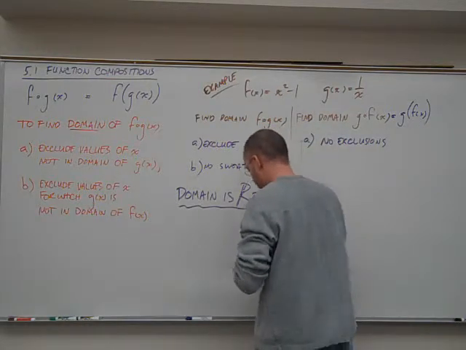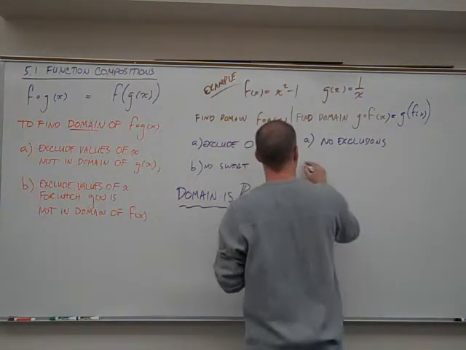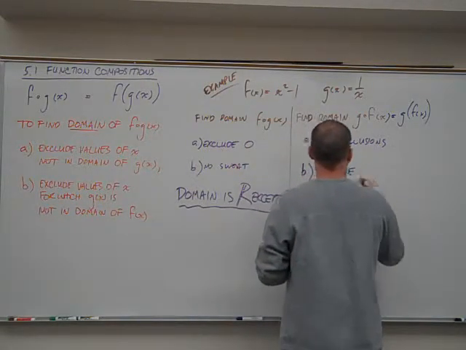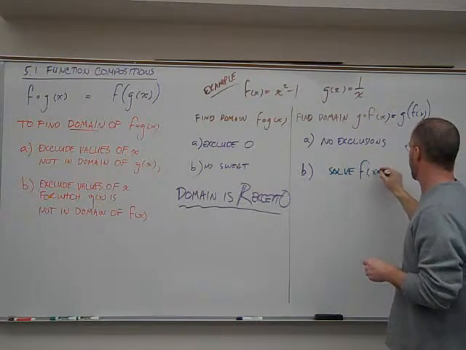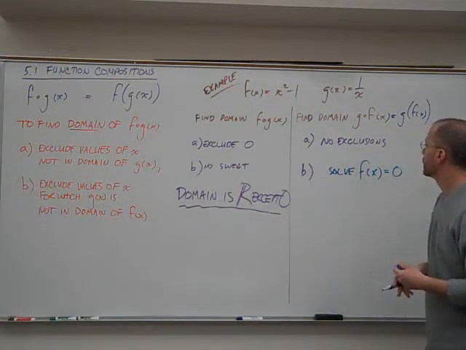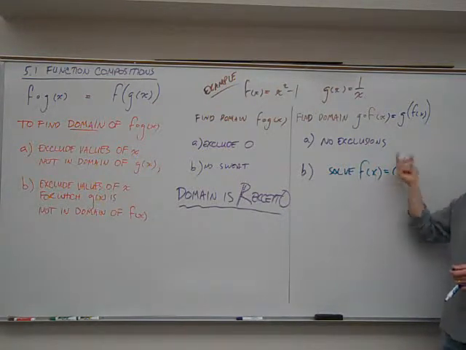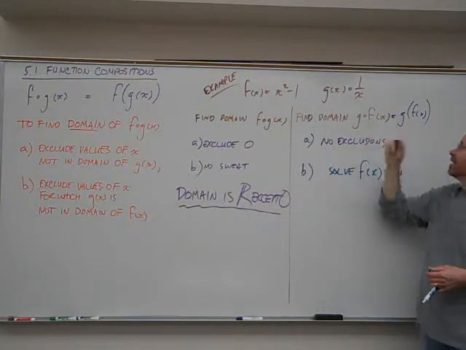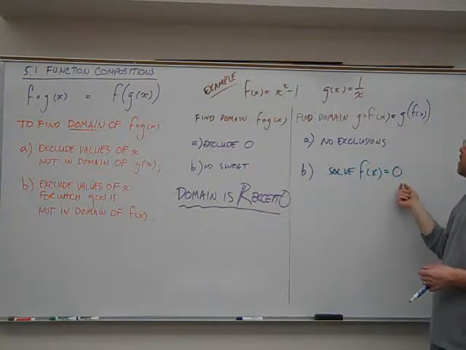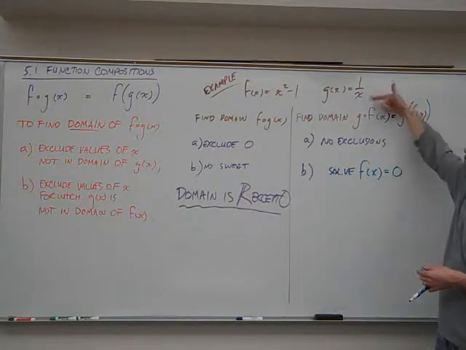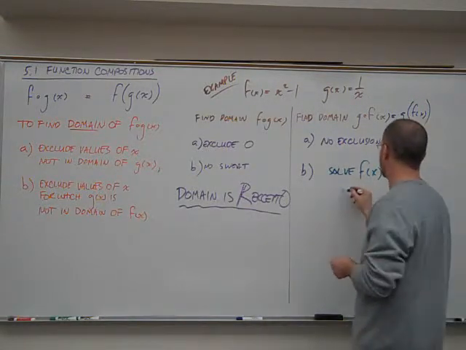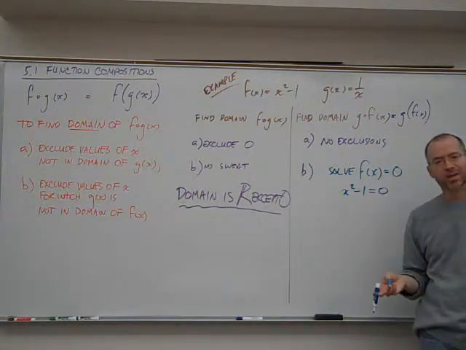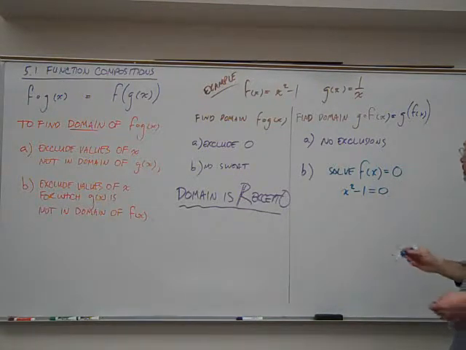So in part B, I'm going to do a little algebra. I want to actually solve f of x equal 0, because I'm looking for places where the output from f of x is the excluded value for g of x. I can't have f of x be 0 or g of f of x is going to be 1 over 0. So I'll solve this. f of x is x squared minus 1. So I'm looking for values of x for which x squared minus 1 is 0. Those will be the problems that I need to exclude.